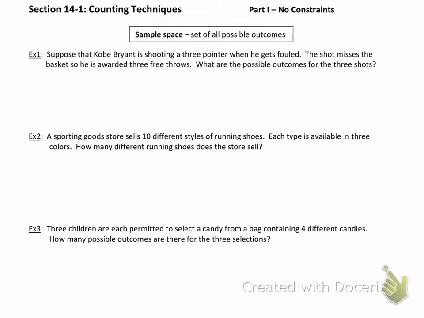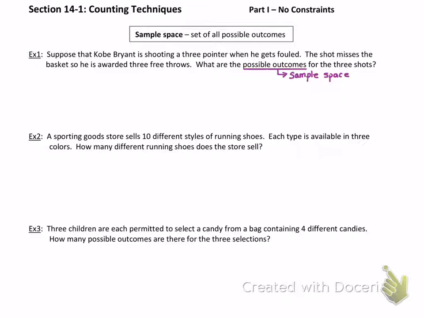So, our first scenario says, suppose that Kobe Bryant is shooting a three-pointer when he gets fouled. The shot misses the basket, so he is awarded 3 free throws. What are the possible outcomes for 3 shots? The possible outcomes in this scenario are going to be our sample space. So, we're first going to represent this as a tree.